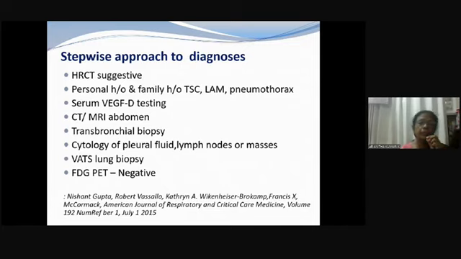So it's nice to have a stepwise approach. If the HRCT is suggestive, we have to ask about the personal history and family history of tuberous sclerosis, LAM, or even pneumothorax in the family. And serum VEGF-D testing, a level more than 800 pg per ml, is diagnostic. Then abdominal screening is necessary for renal tumors. And a transbronchial biopsy usually gives a yield of around 40%. If there is pleural effusion, lymph nodes or masses, you can do a cytological evaluation, and a VATS lung biopsy would be diagnostic. And FDG PET is important. Even though it is negative, it will help you to rule out other conditions like a lymphoma.